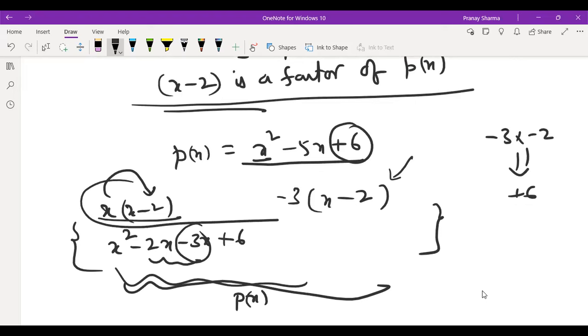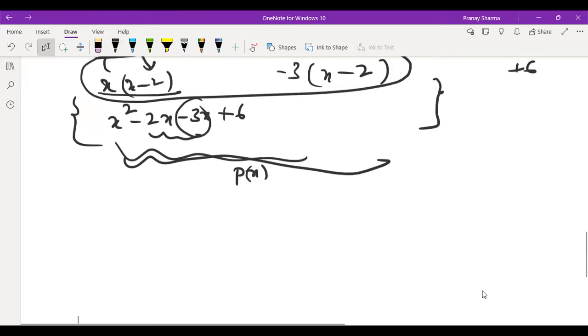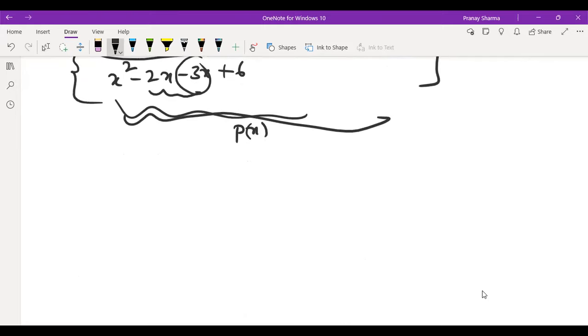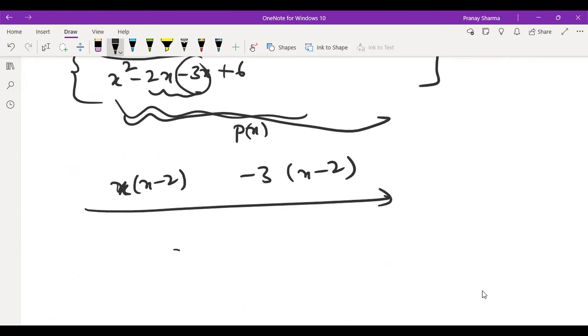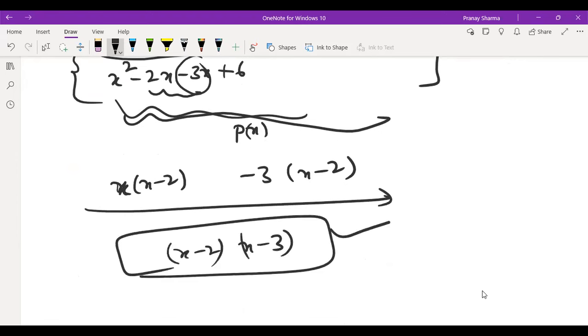But our important area is x times x minus 2 minus 3 times x minus 2. Now if you scan it from left to right, x minus 2 is common, so it can be taken out as common. So we have x minus 3. This is how we have factorized a polynomial using the factor theorem.